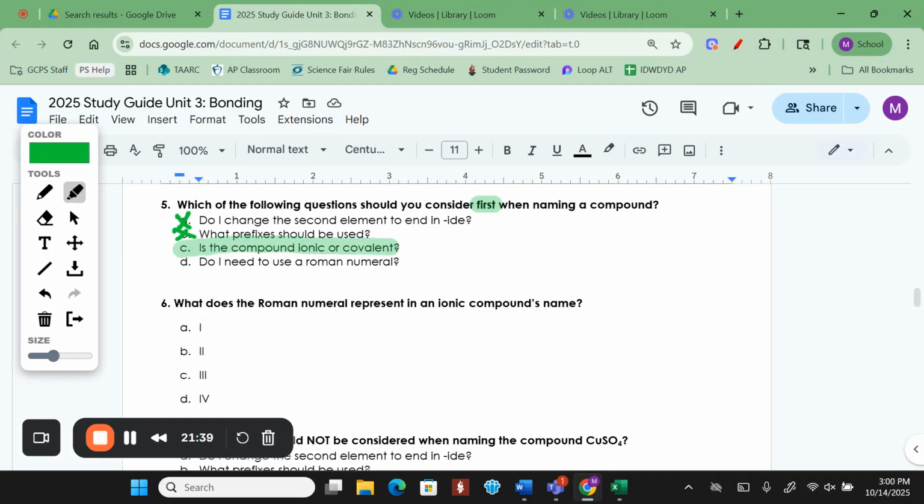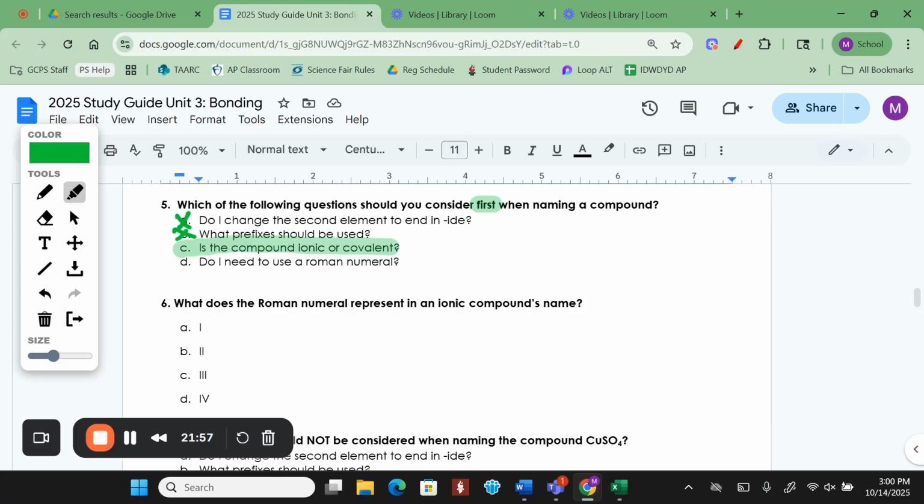The entire video and entire review session, I'm telling you, at the end of the day, it is about what you are combining together and what type of bond it will form. You want to start at that very basic question, which is asking, is the compound ionic or covalent?